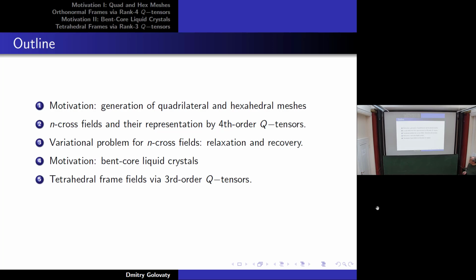I am going to talk a bit about motivation, what led us to consider these type of problems. Then I will discuss the main topic, which is cross fields and frame fields that are defined by higher order tensors. Then I'll show some numerical pictures so that you have a better understanding of how these fields behave. And then at the end, I'm going to talk about the tetrahedral frame fields.